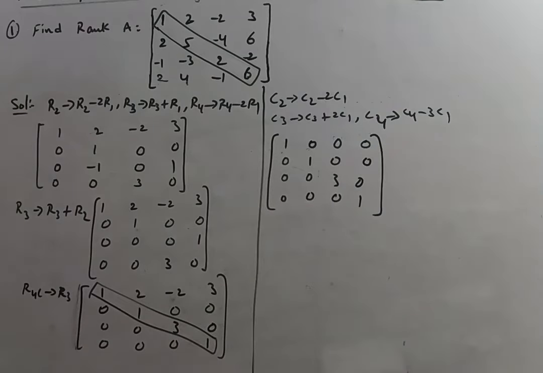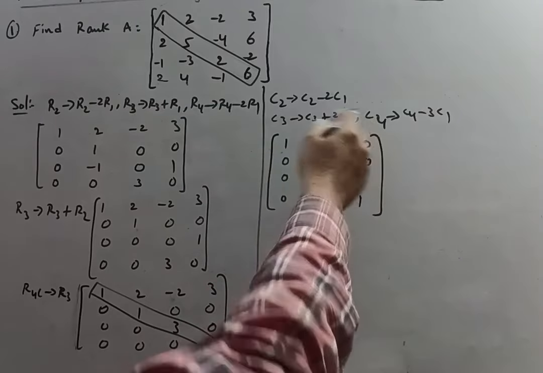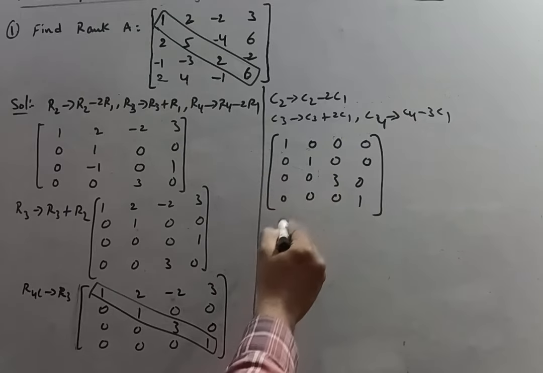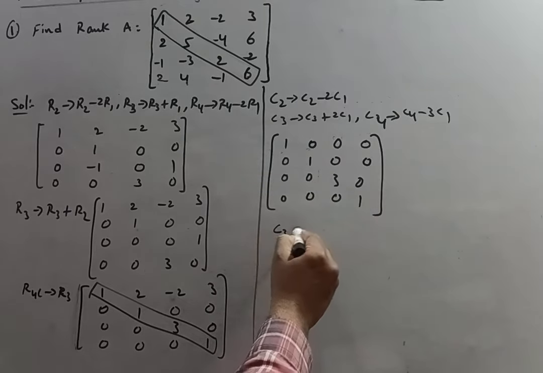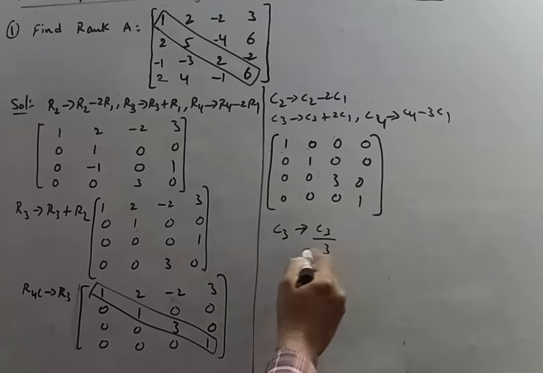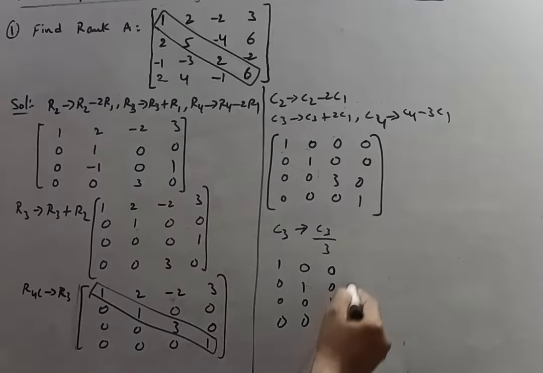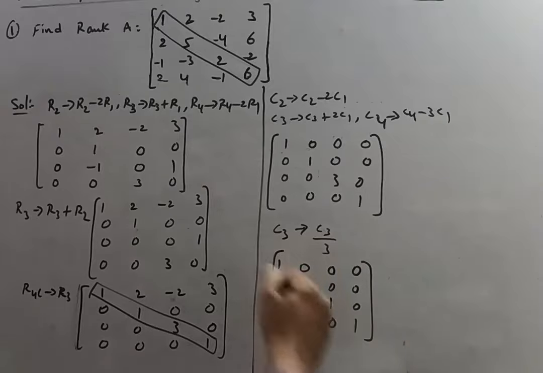Right? So above the diagonal elements all are zeros. Now diagonal elements should be 1, no? So here we have 3. So what we have to do? C3 changes to C3 by 3. So 1, 0, 0, 0, 0, 1, 0, 0, 0, 0, 3 by 3, 0, 0, 0, 1. So we convert it into a unit matrix.